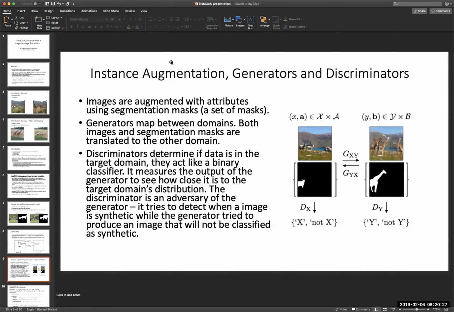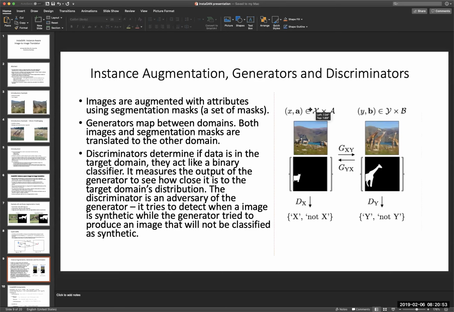And just notationally, this input is a cross product of sets. You have the image sets crossed with the attribute set. So points in that set are ordered pairs. It would be a specific image and a specific set of attributes that would be the points in this space.